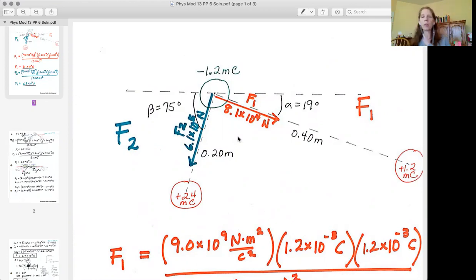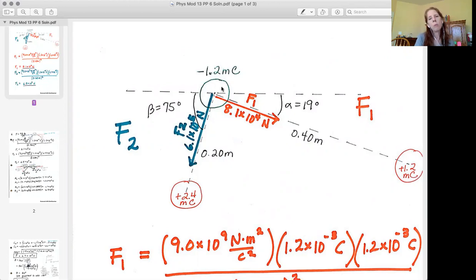Okay, a couple things to talk about before we jump into how we solve this. The first one is to look at the charges, positive or negative, on each one of these. We have a negative 1.2 millicoulomb charge, a positive 1.2 millicoulomb charge, and a positive 2.4 millicoulomb charge. They've given us the two separate angles between each one of these, and then we're asked for the electrostatic force on the negative 1.2 millicoulomb charge.